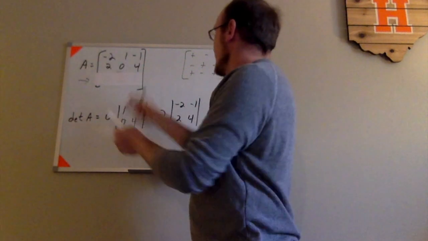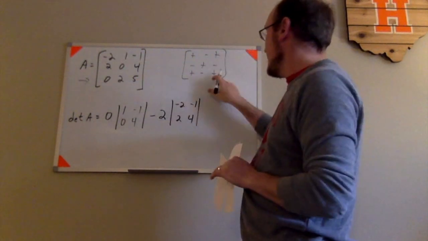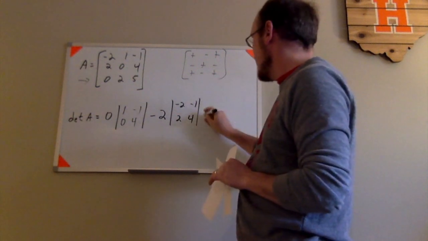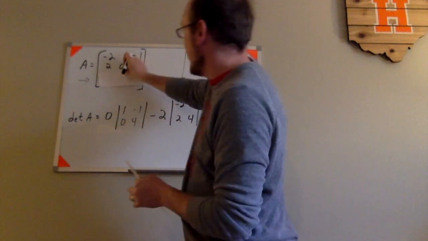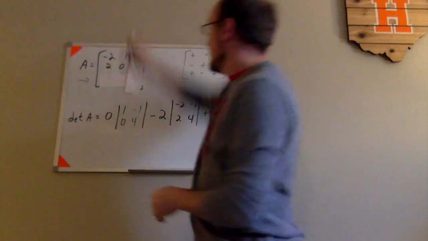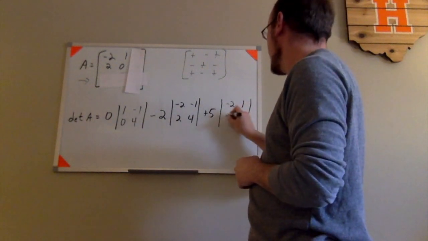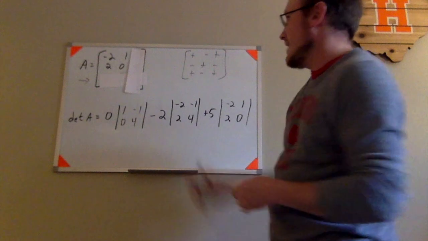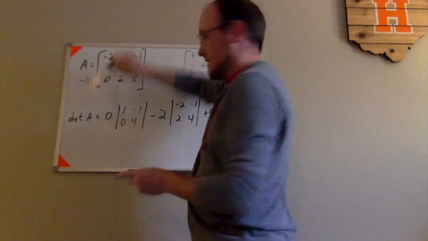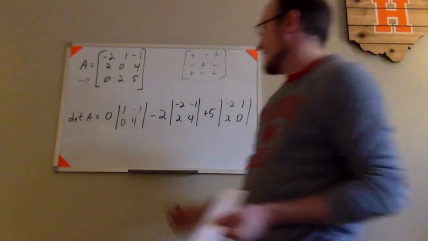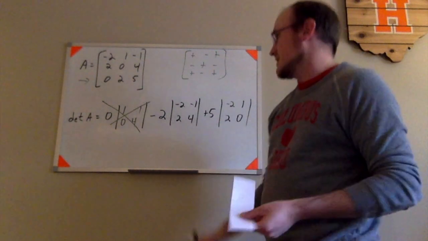And then finally, the last number in my row that I chose to use is 5. I see there's a plus sign in that position, so it stays the same. And then I need to make that smaller determinant, again, by crossing off the row and the column that contained that 5. That leaves me with -2, 1, 2, and 0. So now I just have to go through and compute all of these smaller determinants. The good news for me, I chose a row that had a 0 in it, so I don't even need to do that one because 0 times whatever that determinant is will be 0.